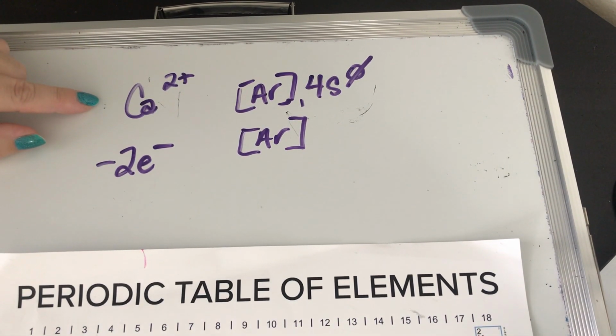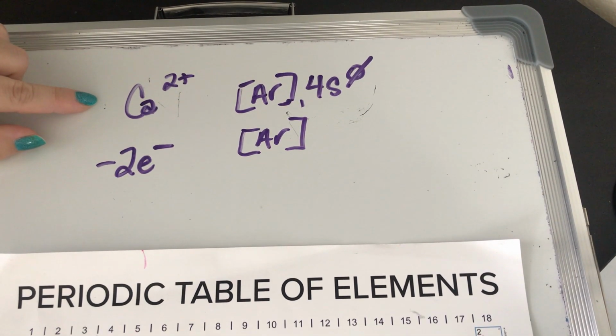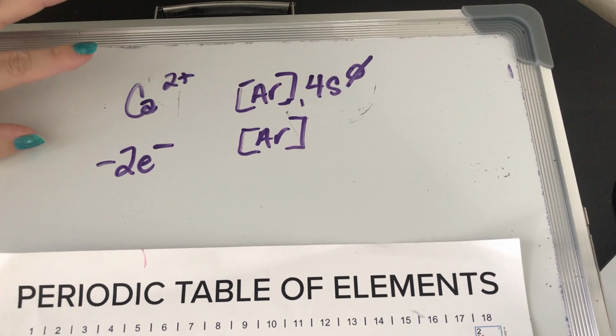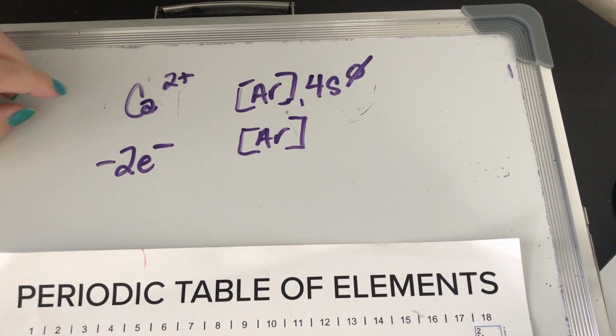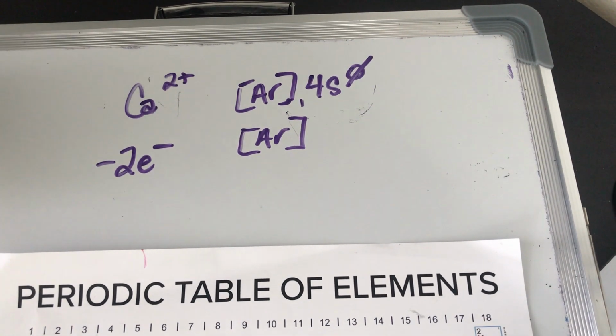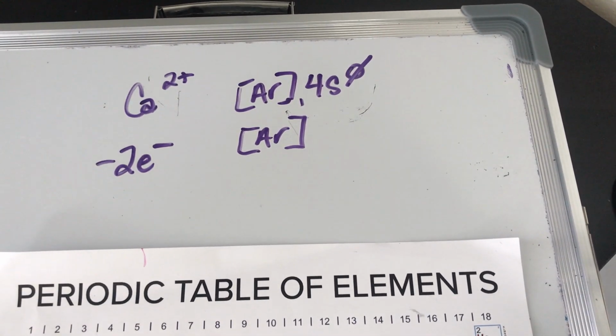And again, the answers Ar 4s0 and Ar, yeah, those are equivalent to me. Again, this is not going to be on your quiz, so don't stress out about it. This is just a foreshadowing of what we're going to get into in chapter 3 when we start talking about ions, ionic compounds, all that kind of stuff.